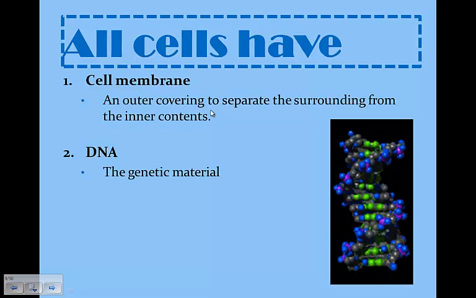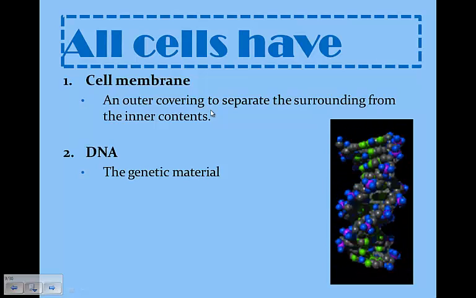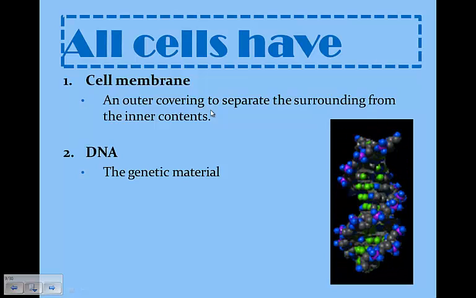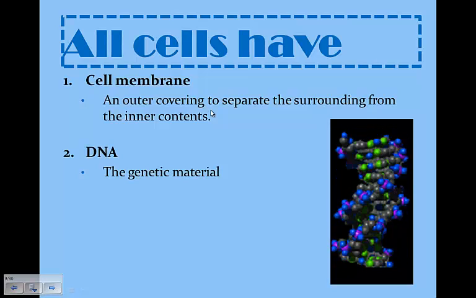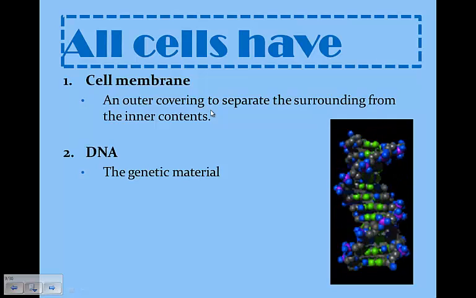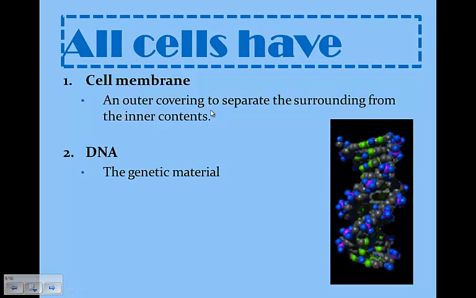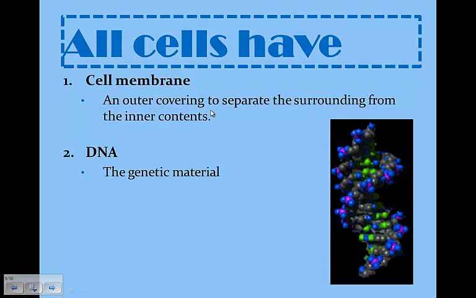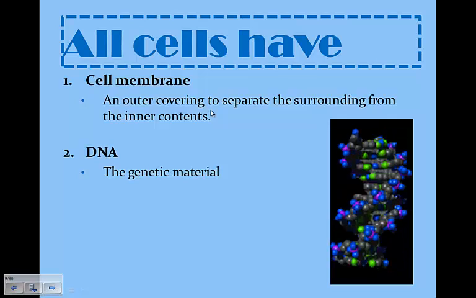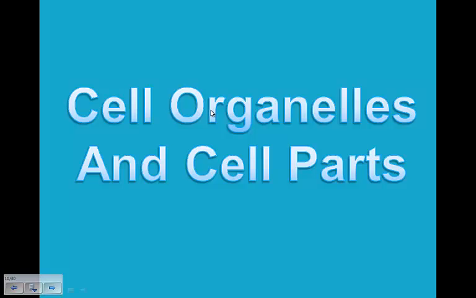Okay, something to know that all cells have, just like we looked at that picture, the prokaryotes and the eukaryotes, both of those cells. So all cells have this cell membrane, and we're going to look at the cell membrane in a little more detail coming up. But that is the outer covering that separates the outside from the inside. It has a very, very specific job with transportation. And DNA, the other thing that all cells have is they all have DNA. They all have genetic material, whether it's a prokaryote or a eukaryote.